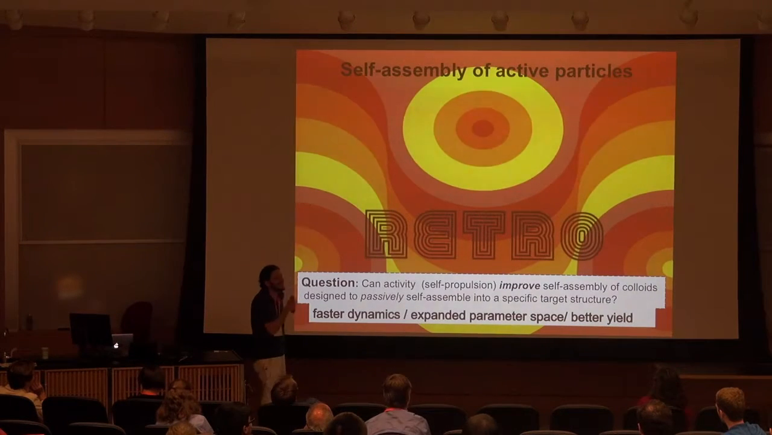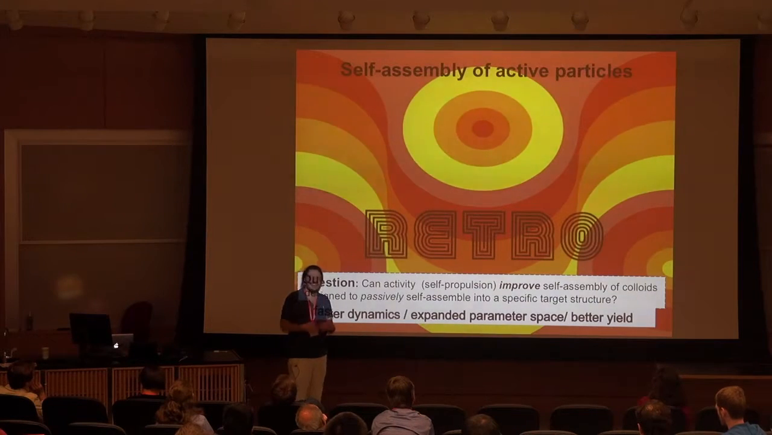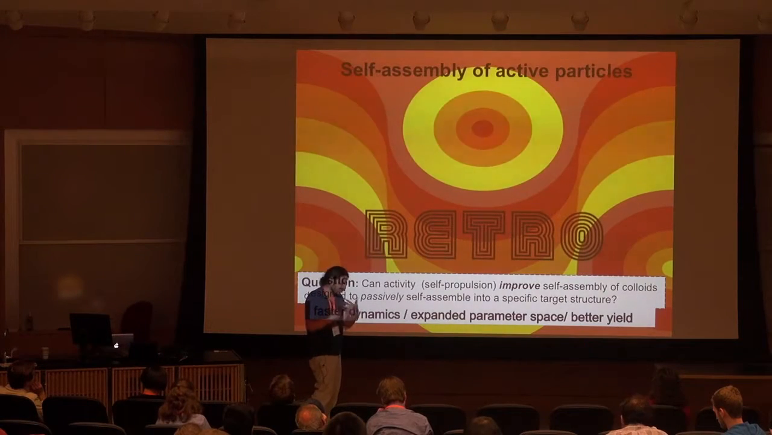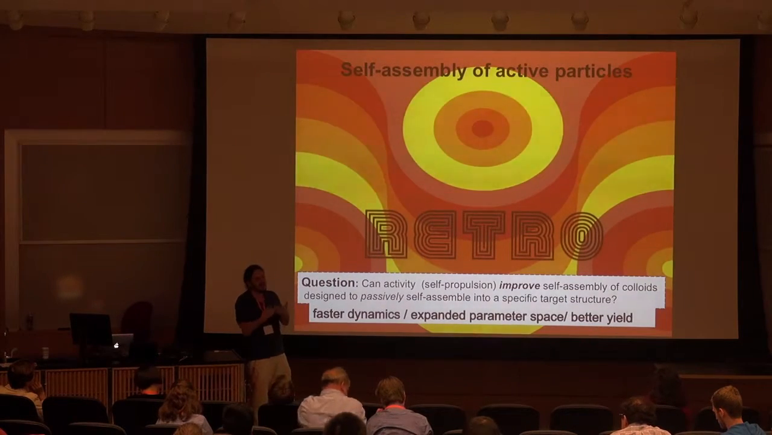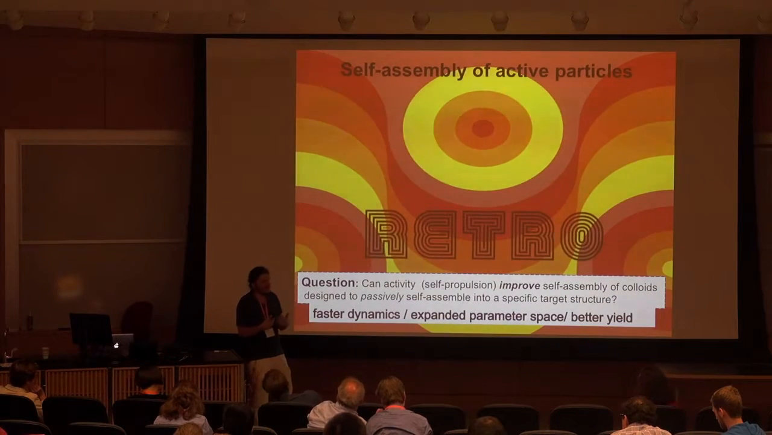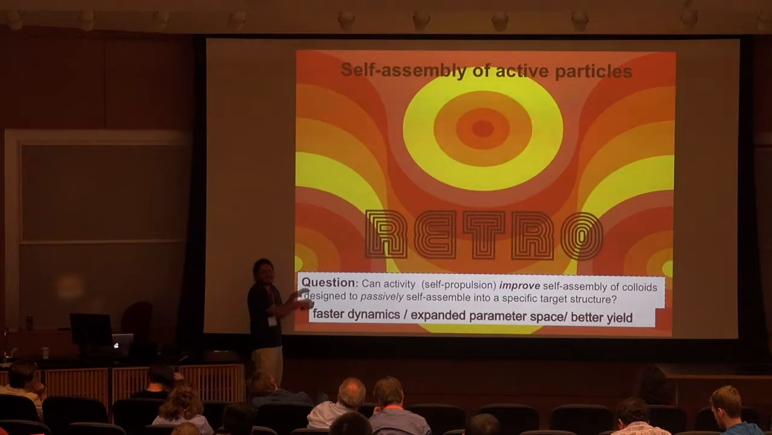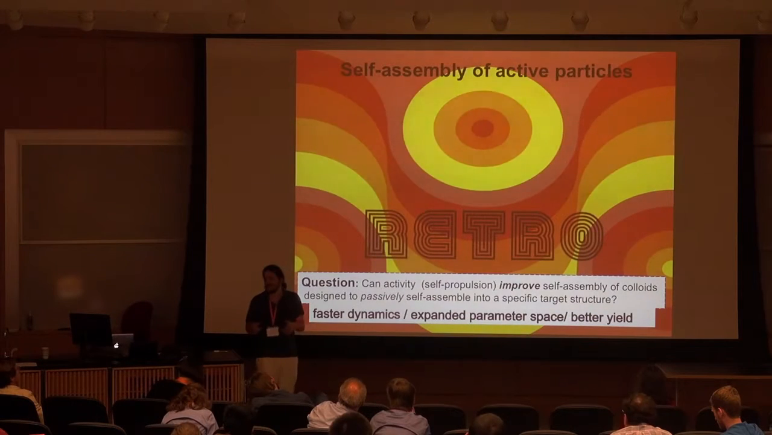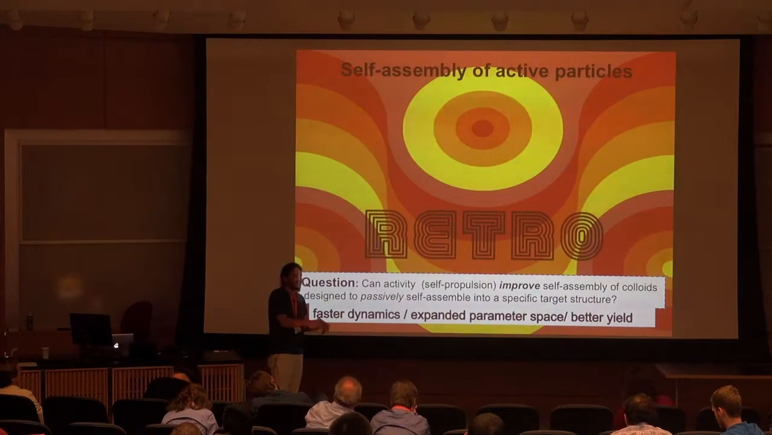So instead of looking at self-assembly of active particles and asking what kind of cool assembly, new materials, or dynamic instability or flocking behavior these particles are going to produce once I make them highly self-propelled into a fluid at high density, I'm going to ask a much simpler question. In this sense it is retro. Suppose that I work very hard to make some nanoparticles self-assemble passively into a particular structure, okay? And now I'm going to ask, can I improve?